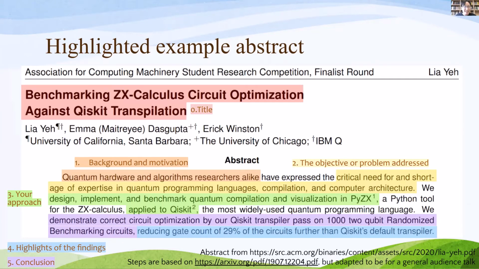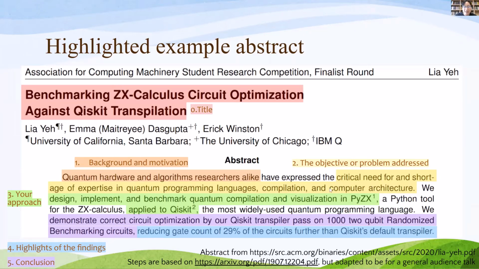Rather than just showing the slide and having you read, I'll walk through the color coding of the different steps. The red part is the title, the 0th step. The first step is the background and motivation. Here it's quite short. It's showing you, most broadly, the category of this talk or abstract. This was for a paper, but the idea is similar. It was for quantum hardware and algorithms research.